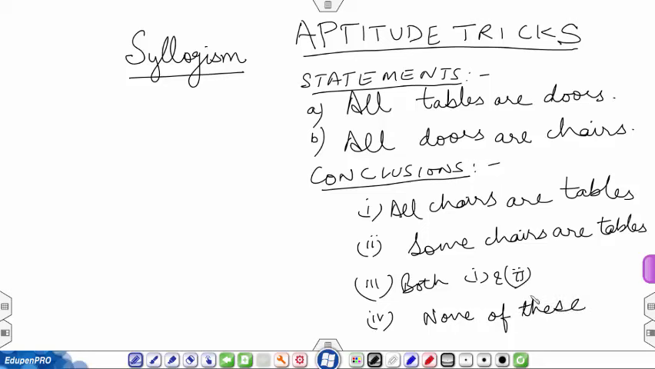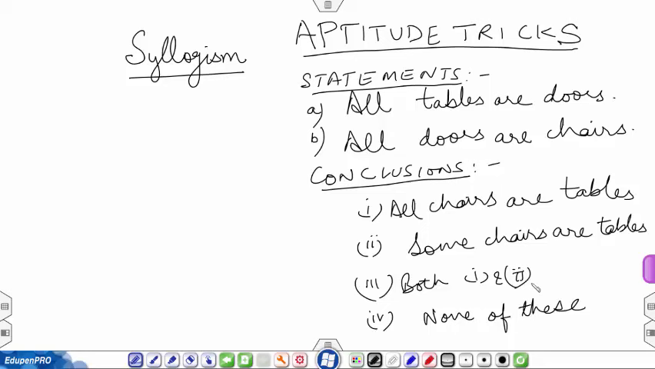So let's say that's the question, right? Now the question arises, how do I attempt such questions? There are many ways to attempt such questions. The first, the traditional method, is using Venn diagrams. I say that all tables are doors, so I make a Venn diagram where I have all tables within the doors, and then all doors are chairs, so doors within the chairs, and then you infer.